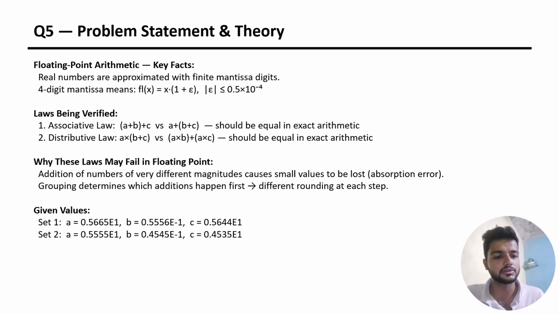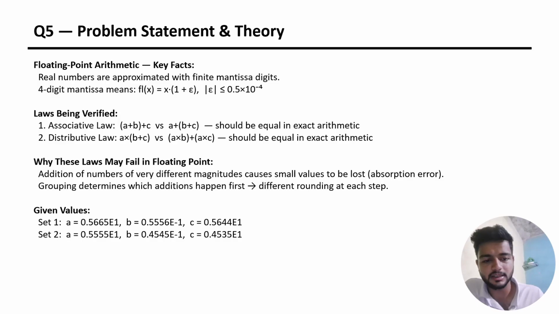Laws being verified. Associative law: (a + b) + c versus a + (b + c) should be equal in exact arithmetic. Distributive law: a(b + c) versus (a × b) + (a × c) should be equal in exact arithmetic. Why may these laws fail in floating point? Addition of numbers of very different magnitudes causes small values to be lost. Grouping determines which addition happens first, defining different rounding at each step.